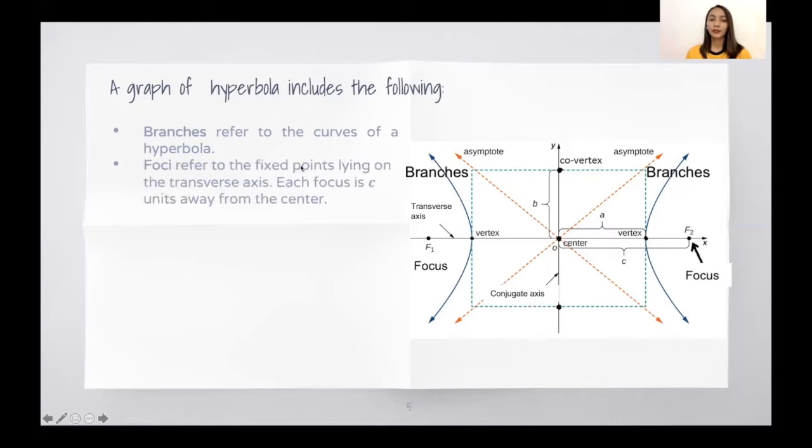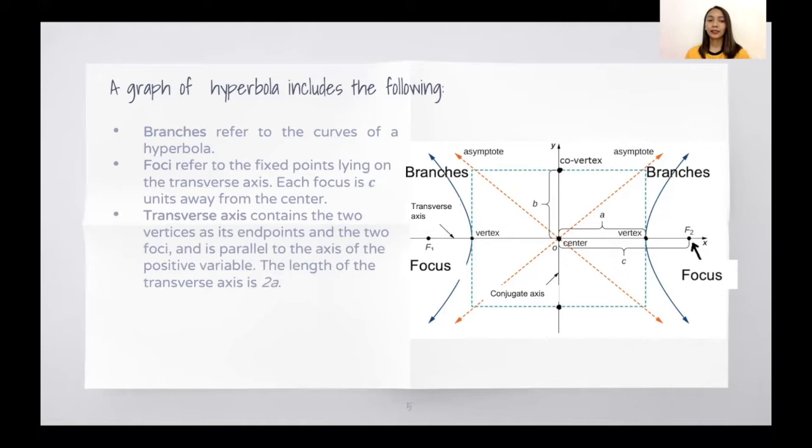Foci refer to the fixed points lying on the transverse axis. Each focus is c units away from the center. As I mentioned, there are two foci in hyperbola. This is where the foci are located: they are always at the front of the branches, or at the front of the graph of the hyperbola. Those are the two foci. Next, we also have the transverse axis and the conjugate axis.